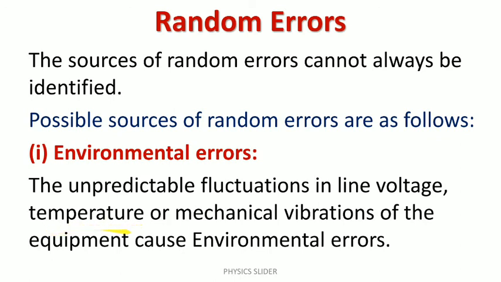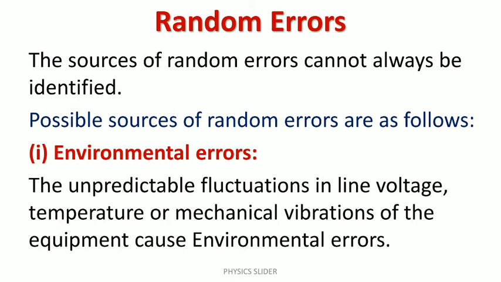if the temperature is varying. Now, mechanical vibrations. Okay, if you are performing an experiment and there are mechanical vibrations within the object or outside the object, then what happens? The readings or the data you observed might be incorrect. So we have to avoid or reduce these fluctuations in the voltage, in the temperature or the mechanical vibrations to get the correct readings and to reduce the errors.